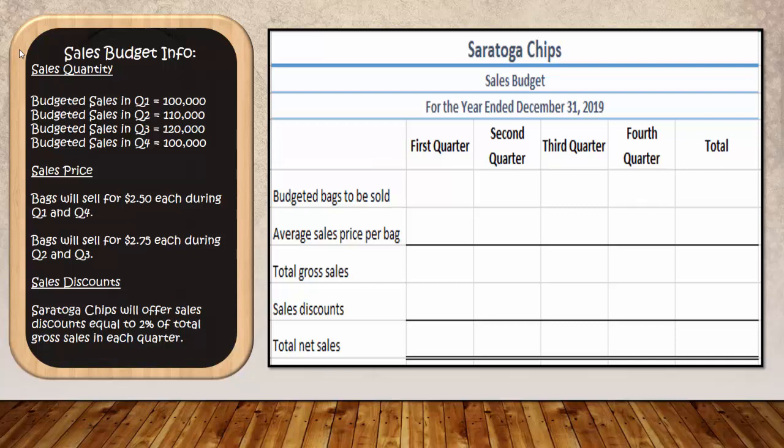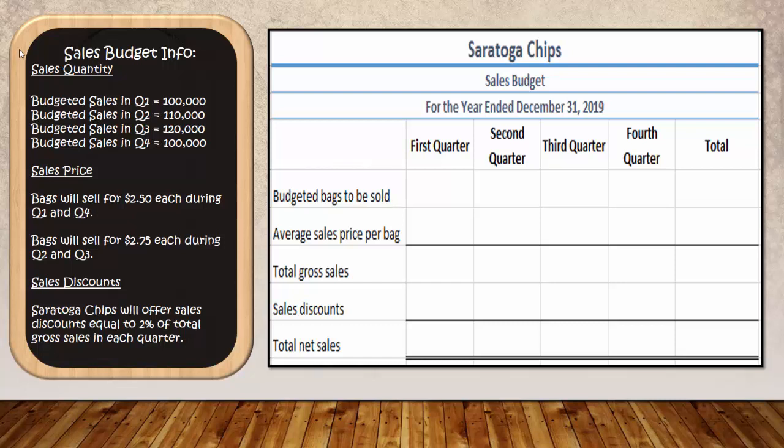Their sales price is proposed at $2.50 per bag for the first and fourth quarters, but during the more busy season, if you will, of the second and third quarters, they're going to raise the price of their chips to $2.75 a bag. And during the entire year, they're going to offer a sales discount equal to 2% of total gross sales.